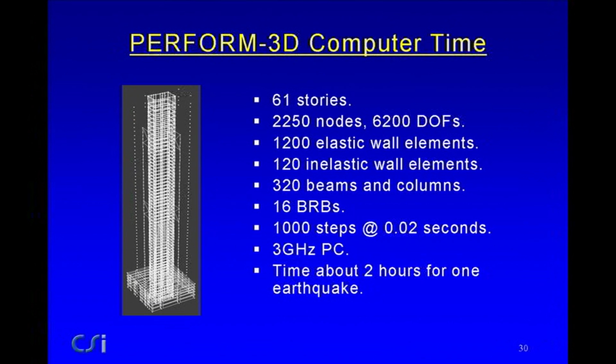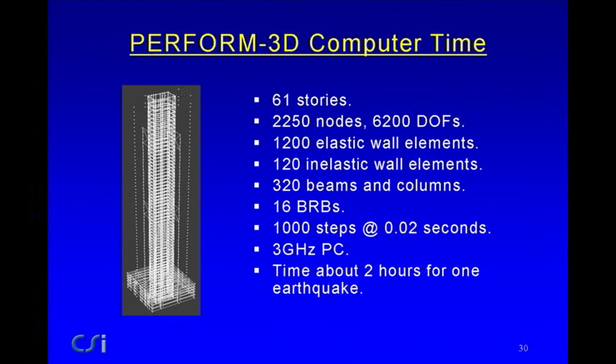This is rather more complicated, 61 stories, a shear wall building, 2250 nodes, 6,200 degrees of freedom. This is a small structure by linear analysis standards, but for nonlinear analysis, these are getting to be pretty major structures. 1,200 elastic wall elements and 120 inelastic wall elements. Now, the person who modeled it just used inelastic wall elements rather selectively and assumed the rest of the structure was elastic, which reduces the computation time quite substantially. It's got 320 beams and columns. It's got some outriggers with some buckling restrained braces.